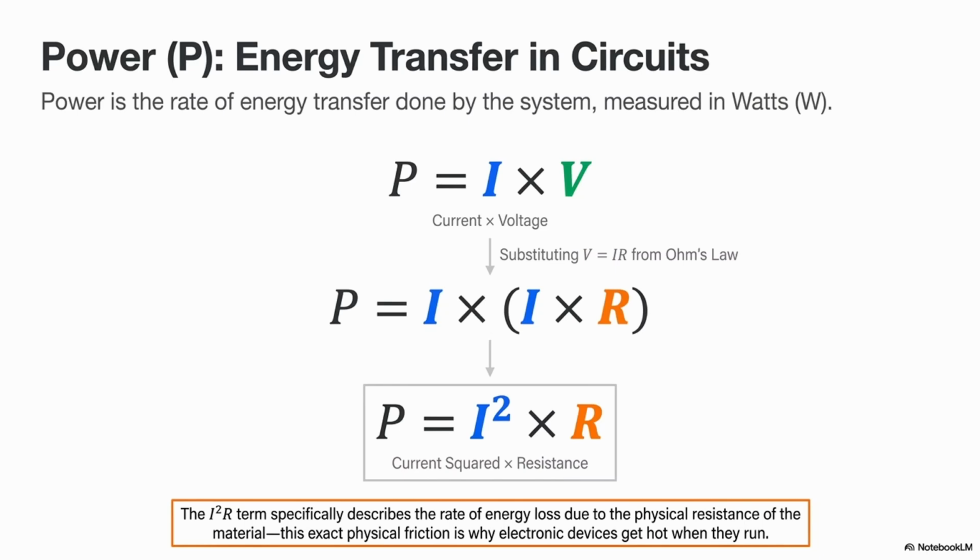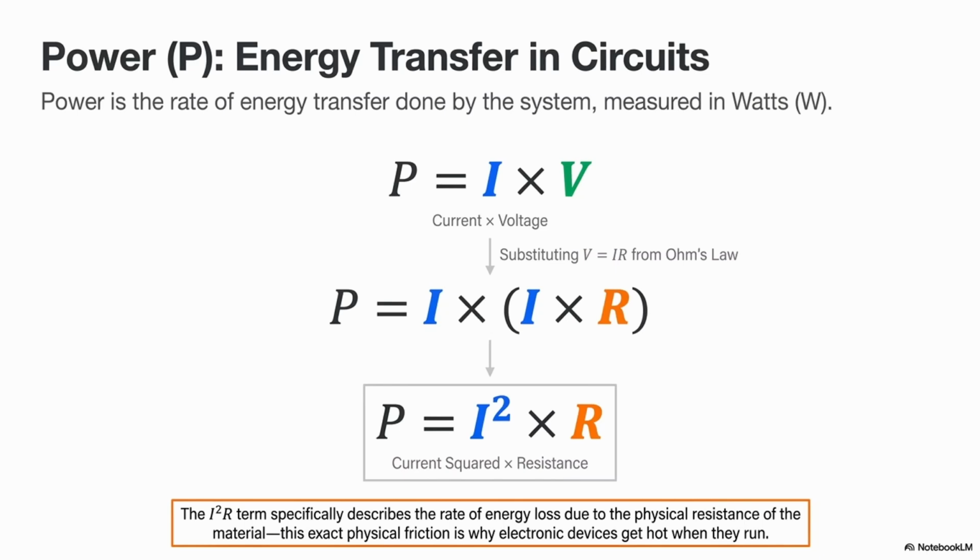Right. Why is that specific arrangement so important, like the math of heat? Because that specific mathematical term describes the exact rate of energy loss due to physical friction inside the material. Oh, tying it back to the heat we discussed earlier. Exactly. Earlier, we talked about devices getting hot from lattice collisions. Well, the I squared R equation calculates exactly how much electrical energy is being sacrificed as physical heat, whether that's inside a computer processor, a wire, or inside the battery itself.